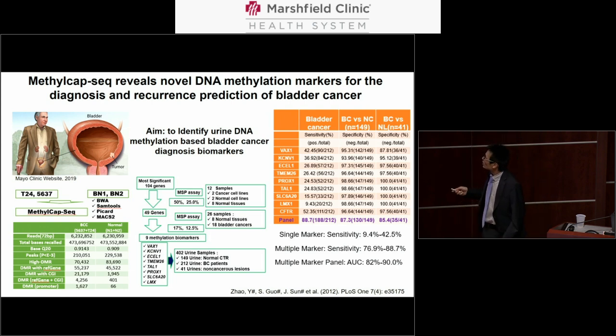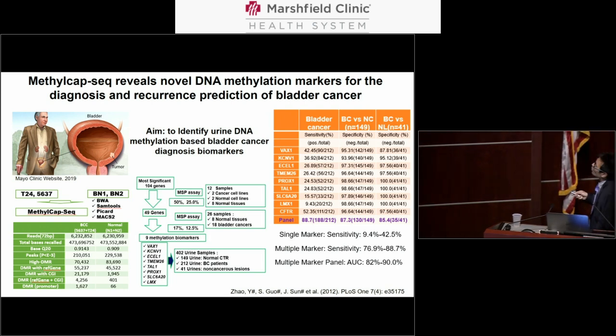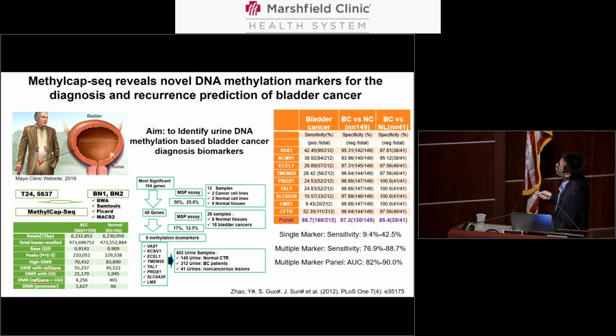This was a very large sample size at that time. We collected 400 urine samples in total: 100 normal urine, 200 urine from blood cancer, and some from other blood diseases. This is what we found. For these 9 biomarkers, the sensitivity is about 30 to 40 percent, something like this. Some are bad, but some are powerful. This one, the sensitivity is 42.